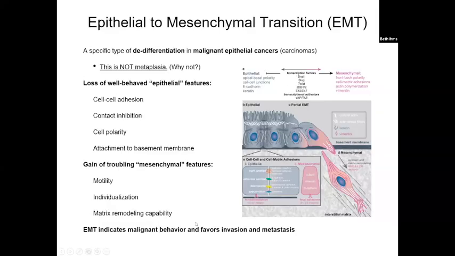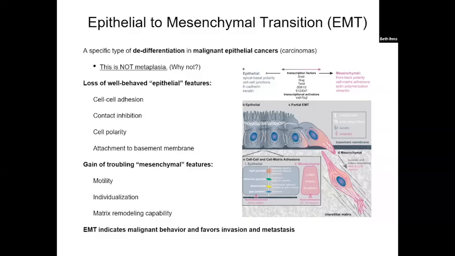And then matrix remodeling capacity. That means these cells can actually secrete substances or recruit substances that cause the matrix around them to be digested and degraded, which allows them to move more easily through connective tissue, right? So if you're able to break down collagen, basement membranes and blood vessels, that's going to favor invasion and metastasis. So when you see epithelial to mesenchymal transition, this indicates an increasing malignancy in behavior because these are factors that favor invasion and metastasis. This is not metaplasia.